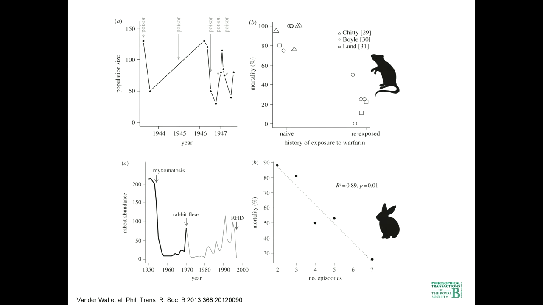Populations that have had repeated exposure to myxomatosis have much more resistance to that than the populations that haven't. So it seems that they have adapted through time and over relatively short timescales here. So that's just sort of an illustration that these things can actually happen.